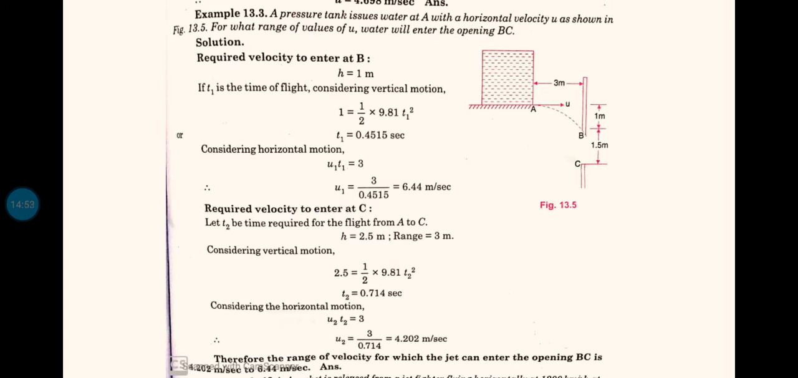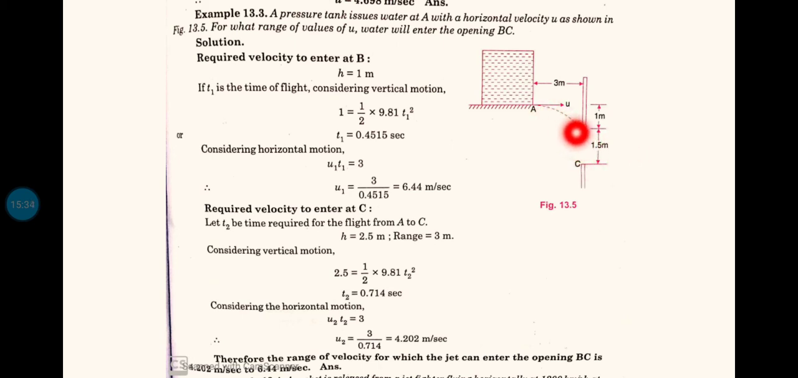A pressure tank issues water at A with a horizontal velocity u as shown in the figure. For what range of values of u will water enter the opening BC? Water wants to pass through this opening BC. The two possibilities are: from A it is released, moves along a curved path and just touches the point B, then it will pass through this opening. The other is, if the water is thrown from point A and moves along this curved path, and once it reaches C, it will pass through. For velocities between B and C, the water will pass through this opening.